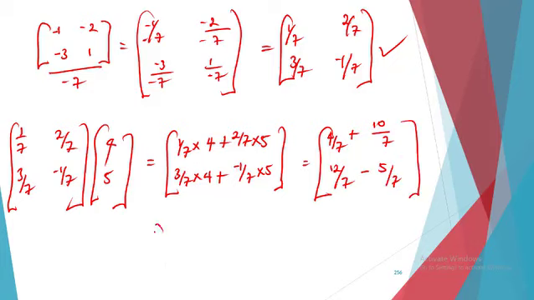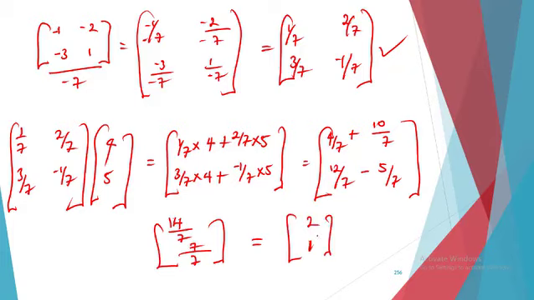Okay, let's add them up. Taking the LCM of this, we have 10 plus 4 is 14 over 7. Then for this, the LCM also is 7. And then 12 minus 5 will give us 7. Is that correct? So we have 14 divided by 7, 2. 7 divided by 7 is 1.